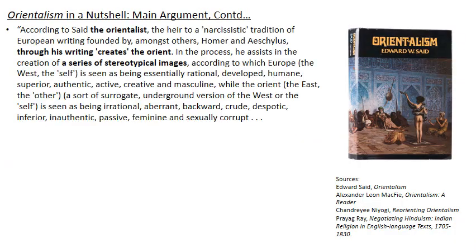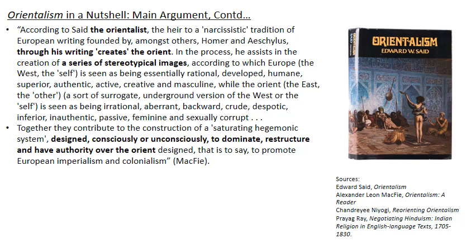Okay, moving on. According to Said, the Orientalist, the heir to a narcissistic tradition of European writing, founded by, amongst others, Homer and Aeschylus, through his writing, creates the Orient. In the process, he assists in the creation of a series of stereotypical images according to which Europe, the West, the Self, is seen as being essentially rational, developed, humane, superior, authentic, active, creative, and masculine, while the Orient, the East, the other, a sort of surrogate underground version of the West or the Self, is seen as being irrational, aberrant, backward, crude, despotic, inferior, inauthentic, passive, feminine, and sexually corrupt.